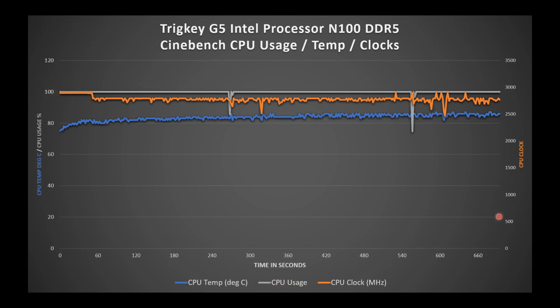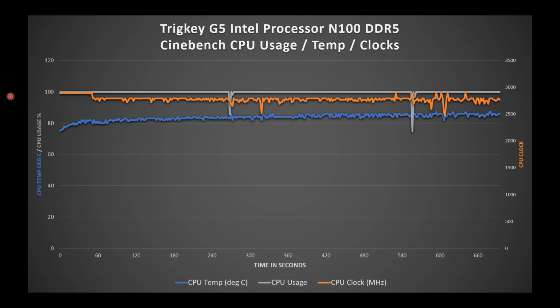But then on the right side here, we have the CPU clock in megahertz. The temp is represented by the blue line, the usage is represented by this gray line, and the CPU clock is represented by the orange line. So you can see the N100, the temperatures started at around 80°C and walked up slowly to about, I would say, 85°C near the end.